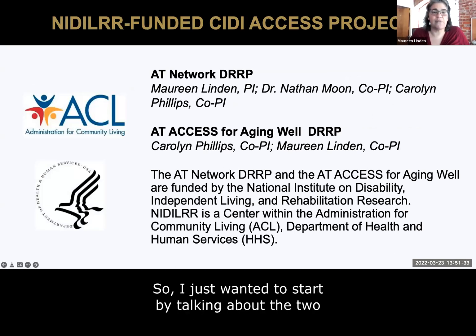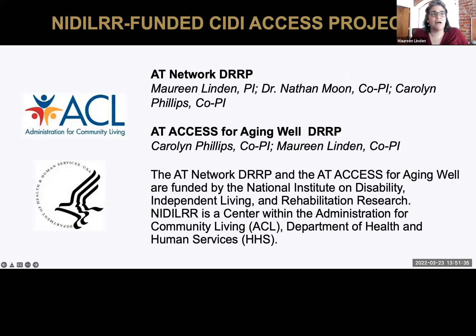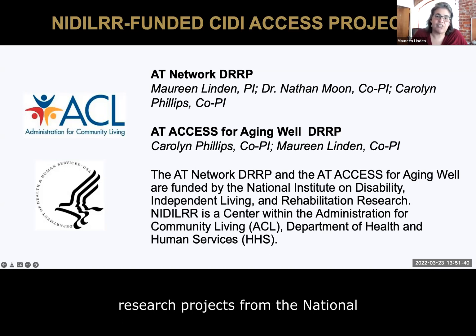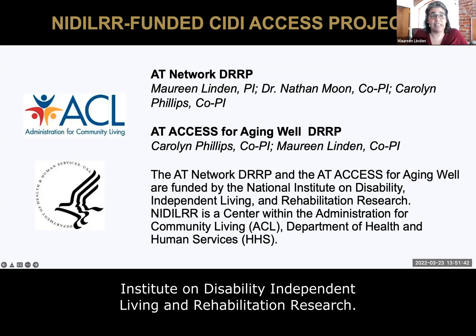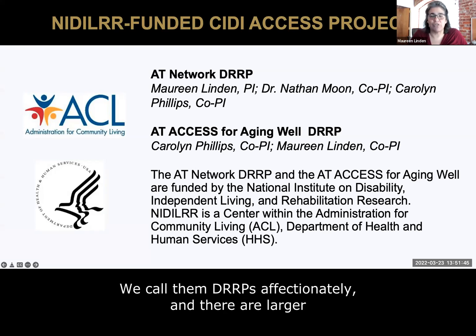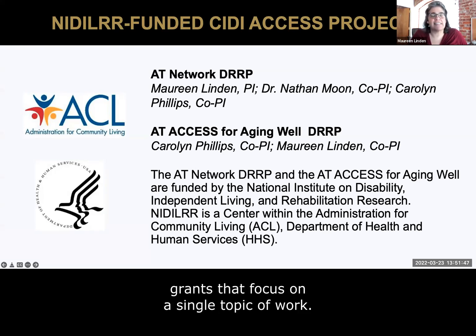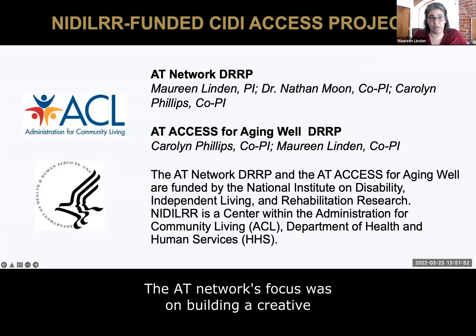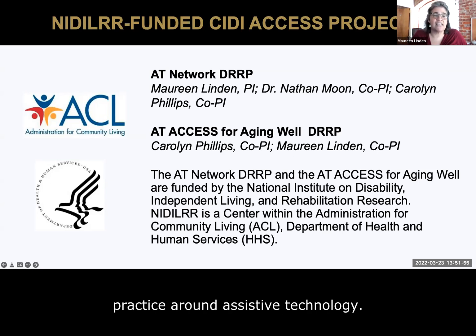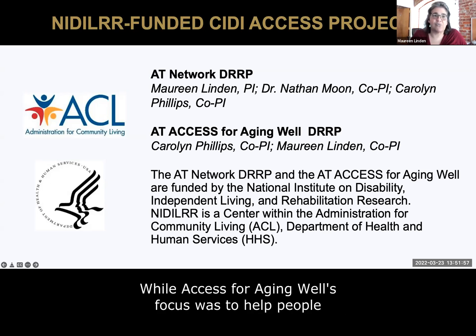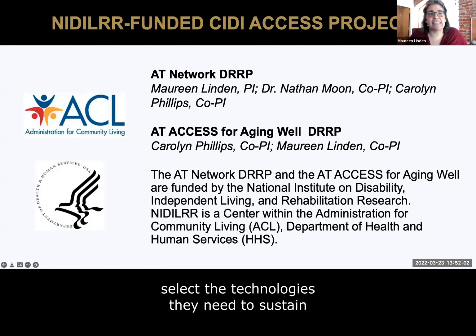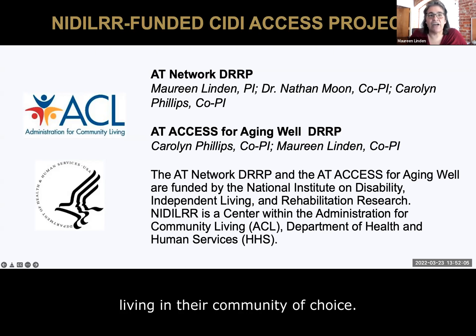Great. So I just wanted to start by talking about the two projects that we received in the fall of 2020. These are disability and rehabilitation research projects from the National Institute on Disability, Independent Living, and Rehabilitation Research. We call them DRRPs affectionately, and they're larger grants that focus on a single topic of work. The AT Network's focus was on building a community of practice around assistive technology, while Access for Aging Well's focus was to help people who are aging with or into disabilities select the technologies they need to sustain living in their community of choice. And these projects are interrelated.